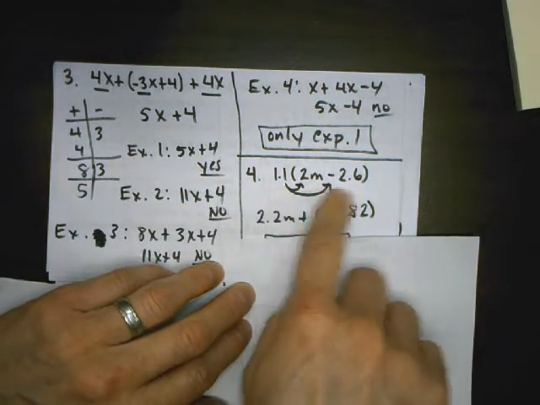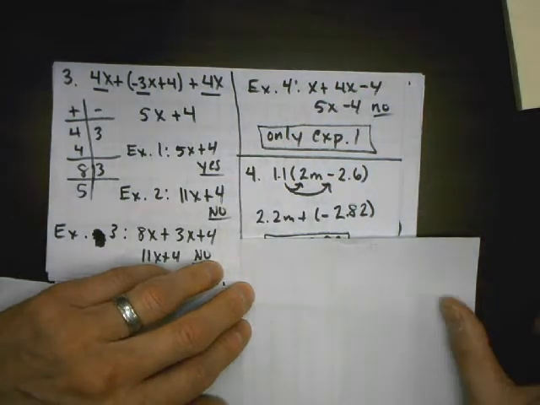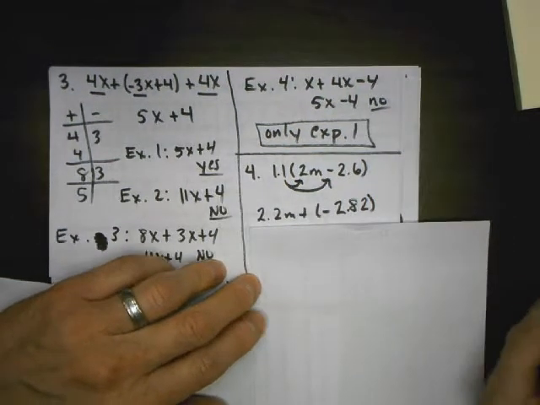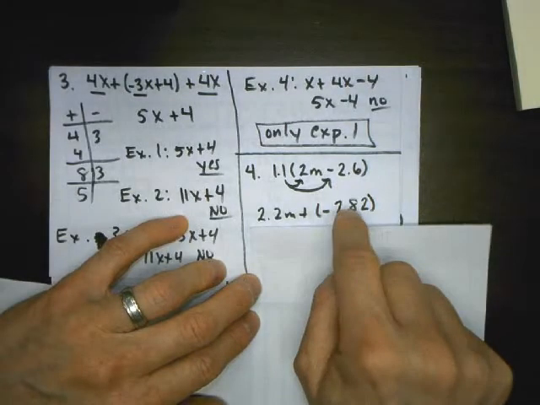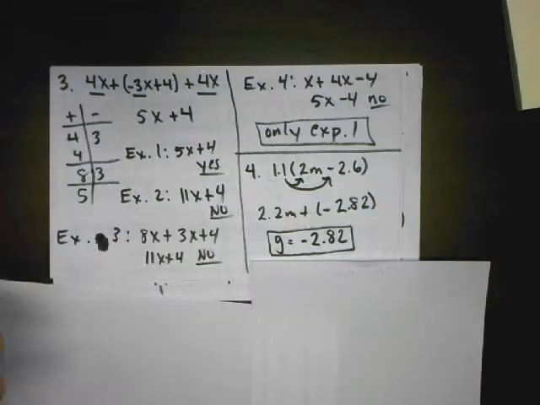1.1 times 2 is 2.2, and 1.1 times negative 2.6 is negative 2 and 82/100. So the question is, what goes here? What goes there? g is negative 2 and 82/100.